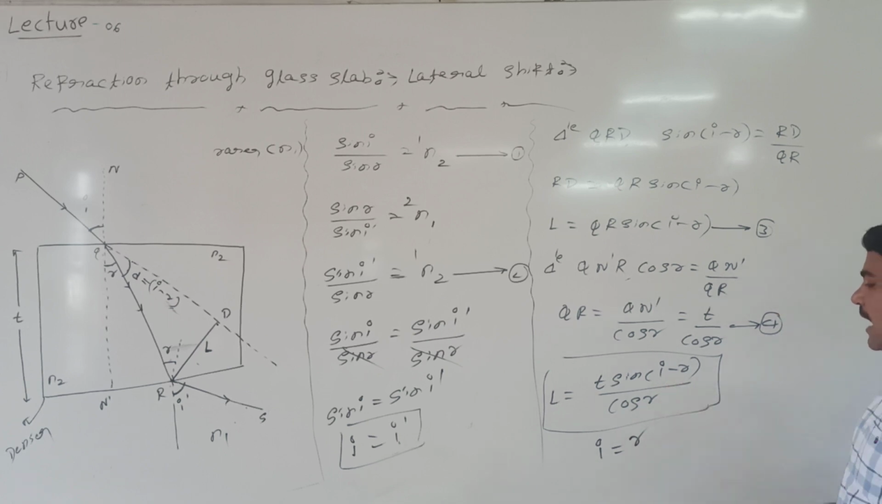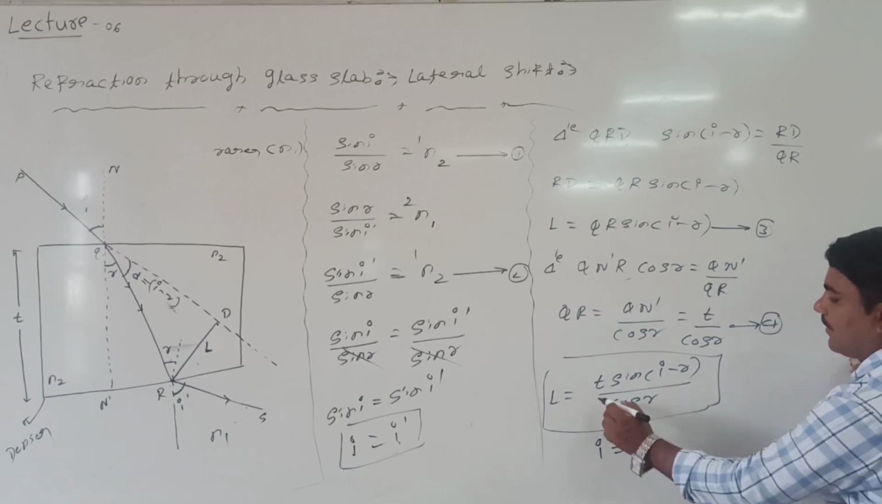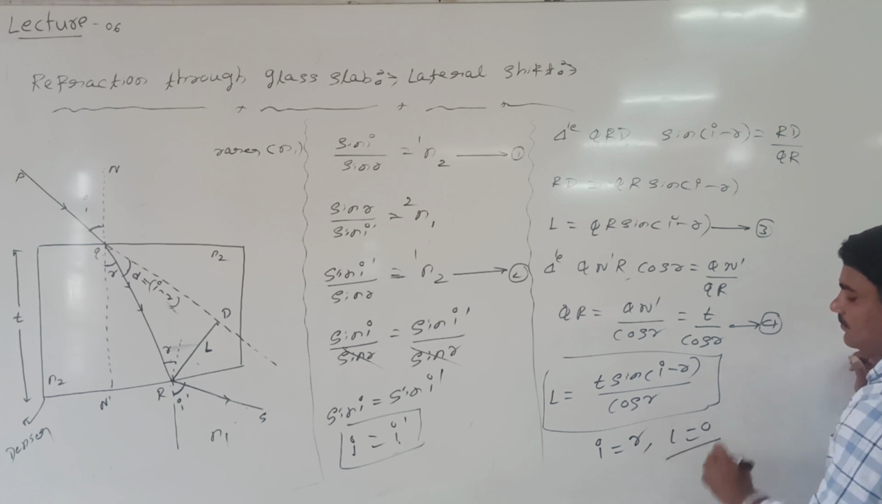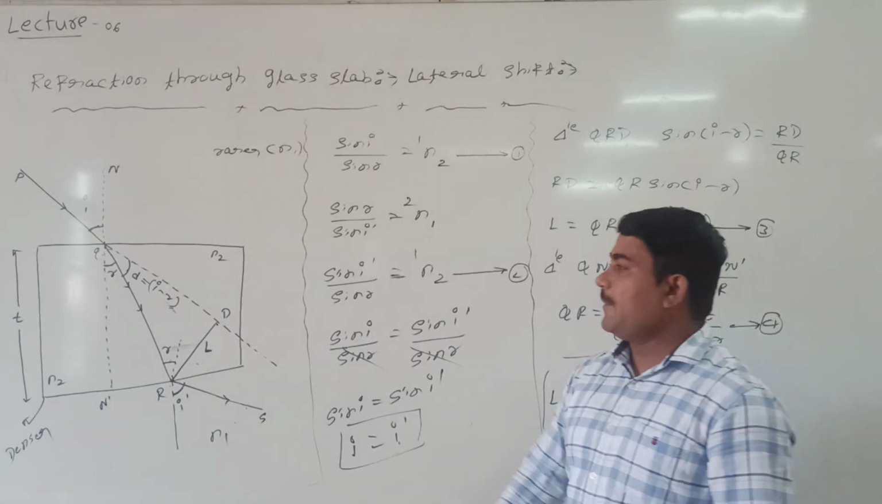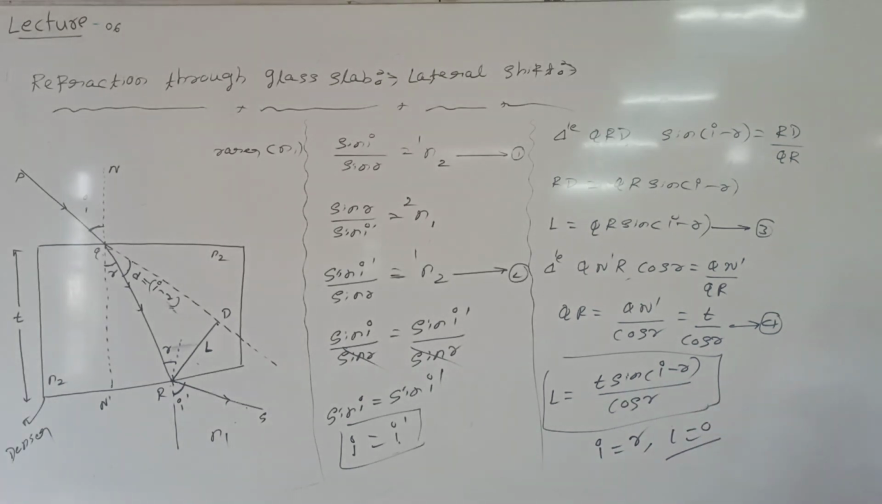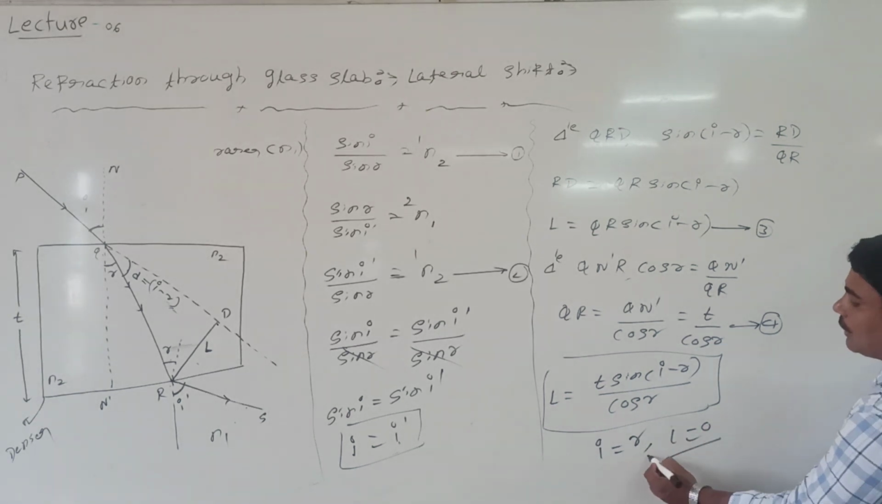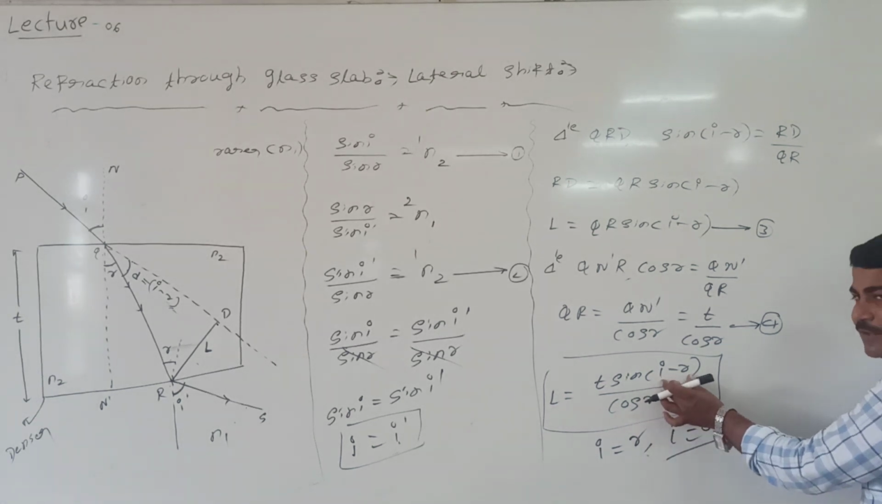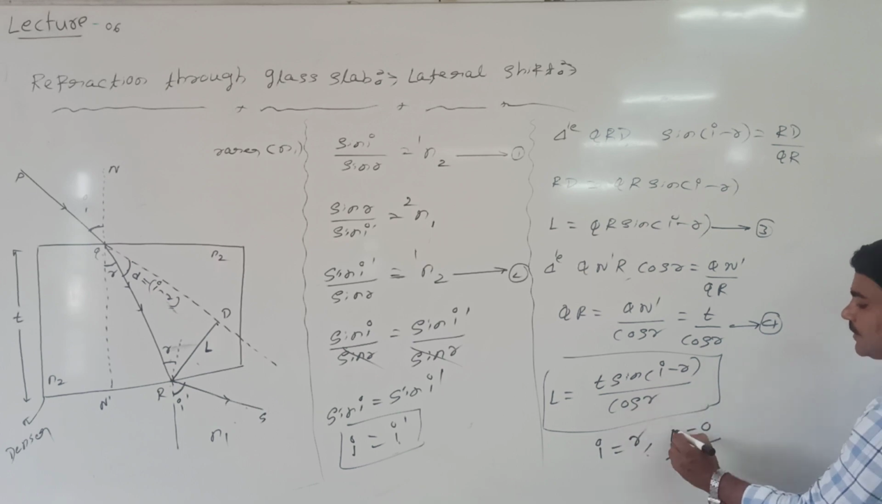If I is equal to R, then T is equal to 0. L is equal to 0. If the angle of incidence is 90, then the angle of refraction is not available, so that L is equal to R. When L is equal to T, if you see here, I is equal to R means sin 0 by any value is 0. L is equal to 0.